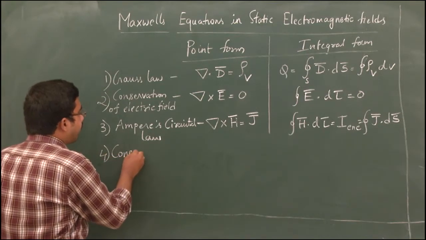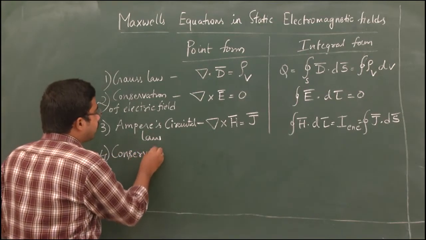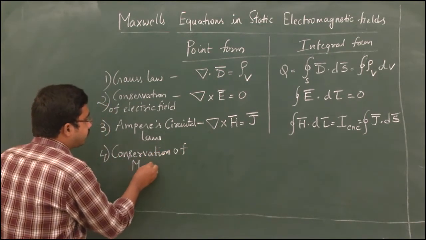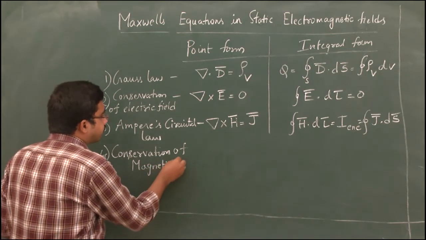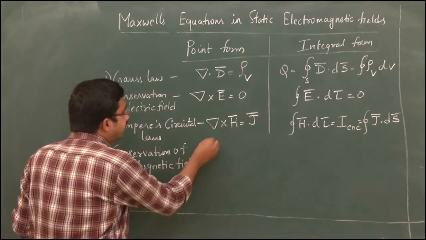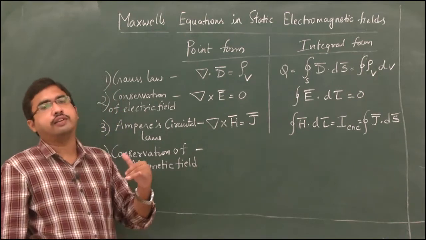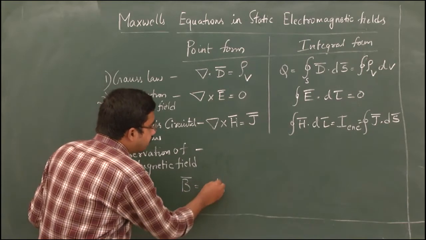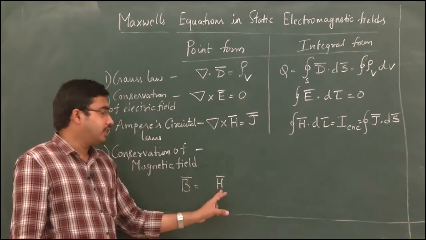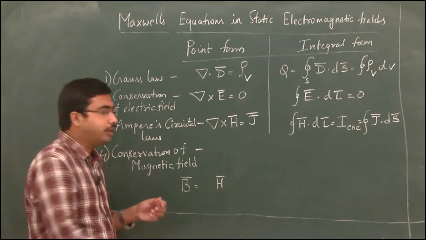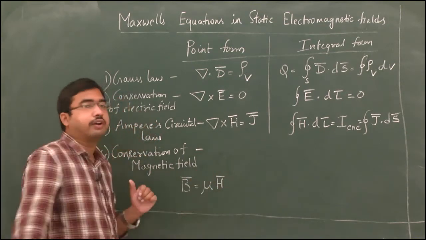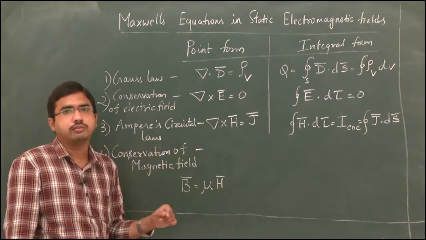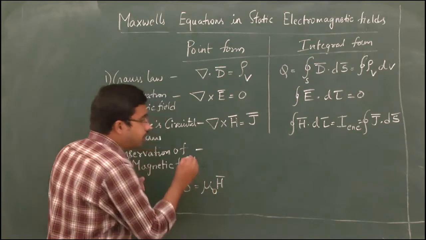Next, conservation of magnetic field. For this, first we need to know some basics. We have already defined what is magnetic flux density B. We have also defined what is magnetic field intensity H, and both are related as B equal to mu H. For free space, mu r is equal to 1, and mu equals mu naught into mu r, so you can write mu naught.